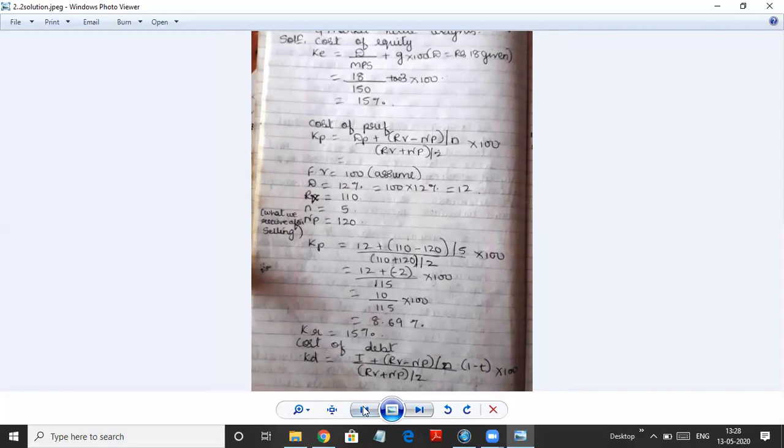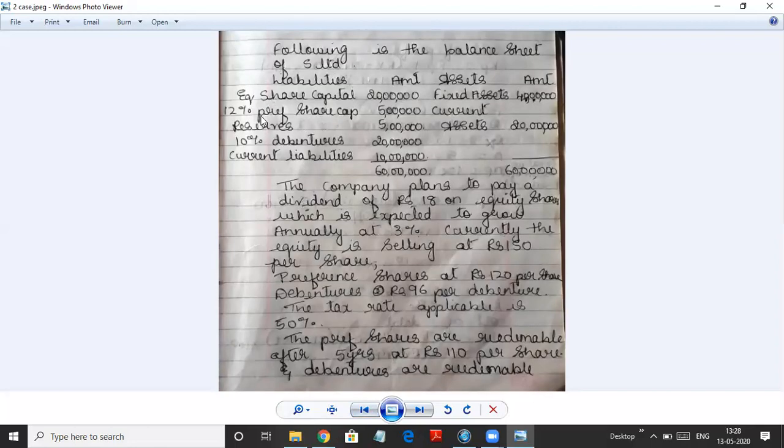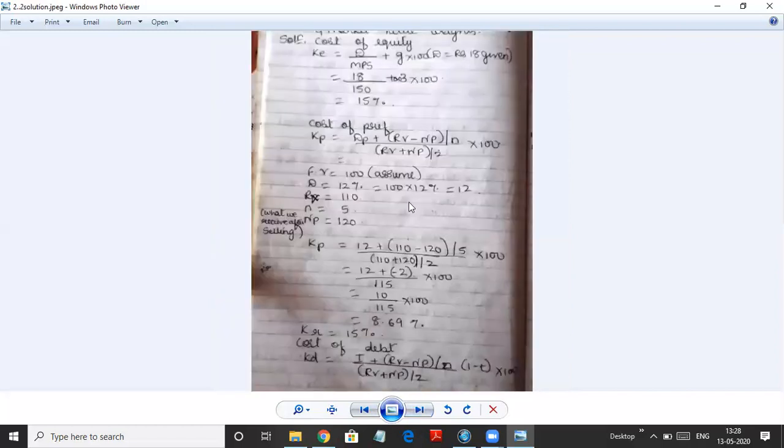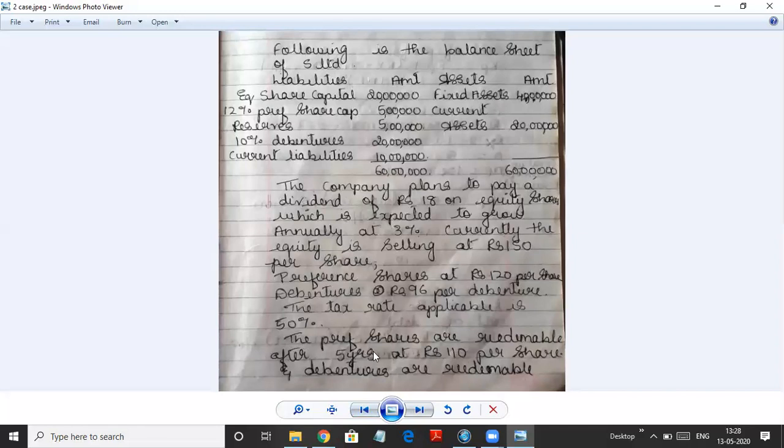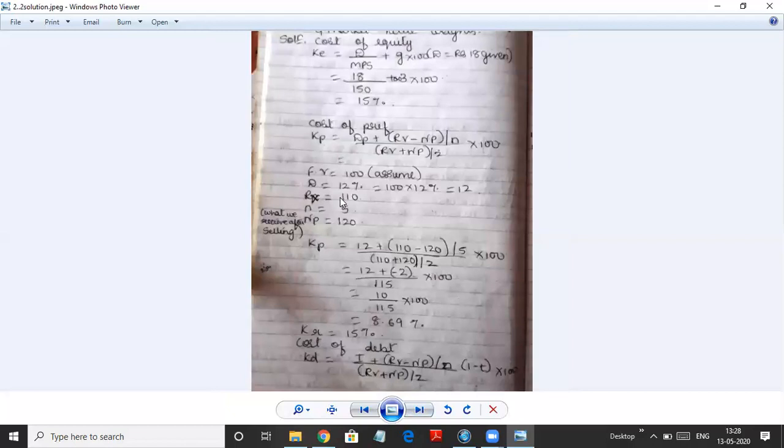Dividend, they have given in the balance sheet, 12% preference shares. So 12% is the dividend. 12% of 100, you get 12 rupees dividend. Redeemable value they have told here in the last line of the question. The preference shares are redeemable after 5 years at rupees 110. So 110 is the redeemable value.